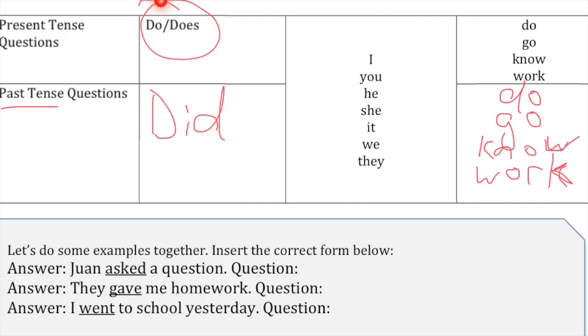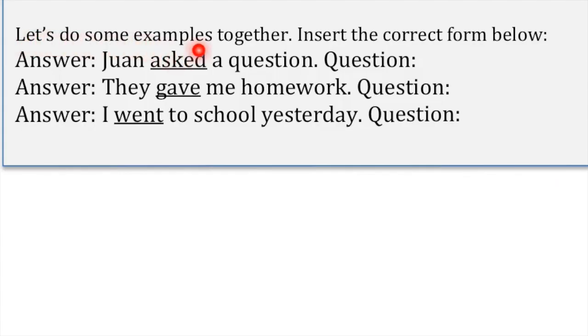What I needed to do is show you that it's really similar to the present tense. Now let's make some questions down here below. Down here we'll do some questions together. Here are the directions. Let's do some examples together. Insert the correct form below. First answer, Juan asked a question. Now you can write this over here. I'm going to write it over here. So Juan asked a question.